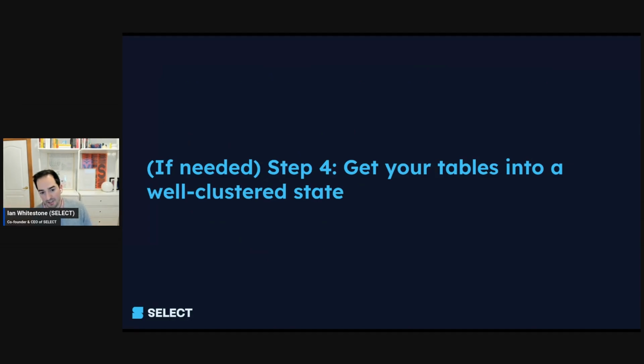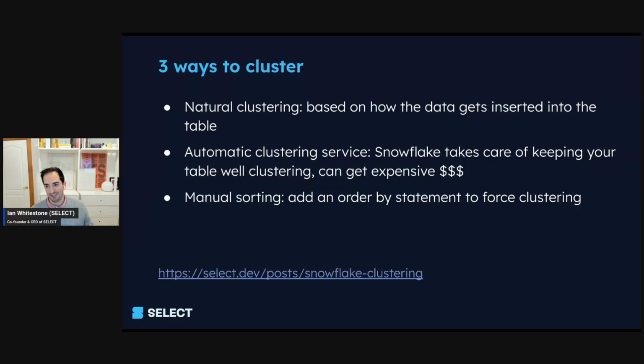And then what do you do if your table or your column is not in a well-clustered state? I don't want to spend too much time on this because clustering is a whole other topic that probably deserves a separate presentation, but there are three different ways you can cluster in Snowflake. One is natural clustering, which is based on how the data gets inserted into your table. Two is automatic clustering, where Snowflake takes care of keeping your table well clustered. Most of the time this is great, but it can get expensive, so it is something you have to monitor.